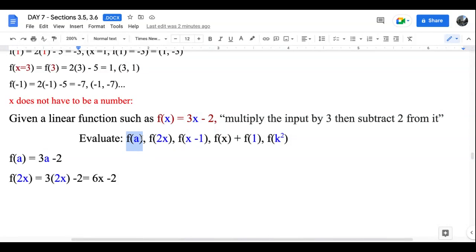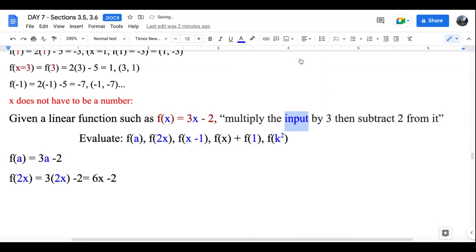So we want to evaluate f of a, f of 2x, f of x minus 1, f of x plus f of 1, f of k squared. So we see the inputs are different, right? But we will follow the pattern. We will follow this pattern. So it really depends on the input, right?